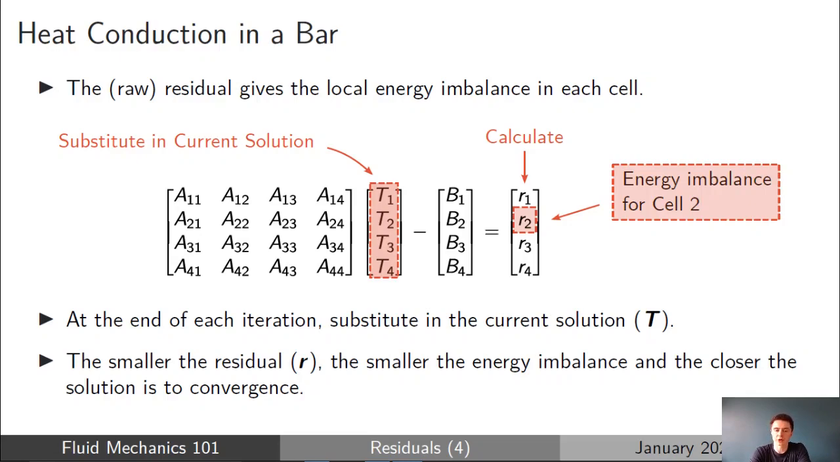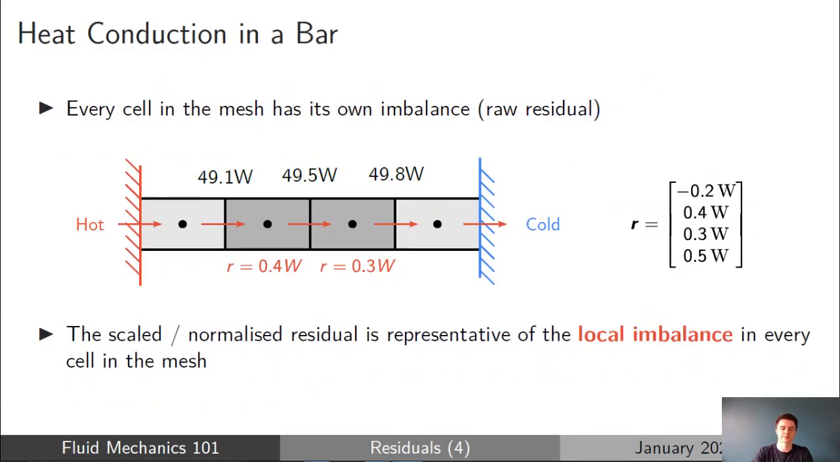And what we can do to calculate the residual for every cell in the mesh is to take that solution, the temperature vector, T1, T2, T3, and T4, and substitute that back into the equation AT minus B, after we've made an attempt and gotten a solution T, which is not the exact solution. We substitute that in, and that allows us to calculate the residual vector, which gives us the energy imbalance for every cell in the mesh. And of course, as the solution converges and the temperature vector gets closer to the final solution, the residual vector reduces towards 0, and that means the energy imbalance is reducing towards 0, and we're getting closer to convergence.